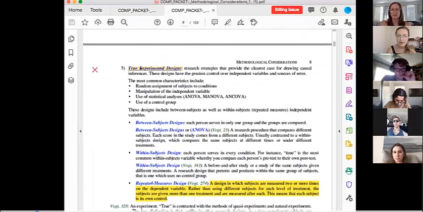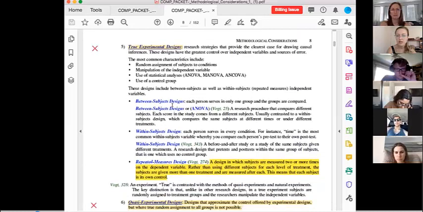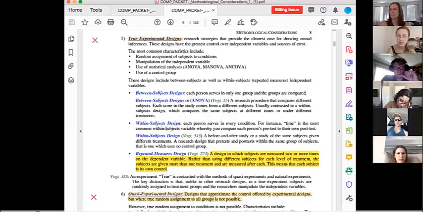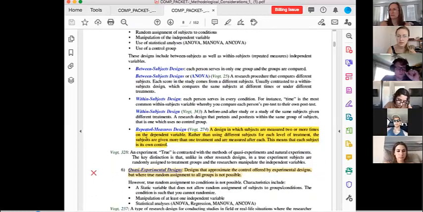Know the different kinds of experimental designs. So some of this is from Dr. Dallenberg, right? The different kinds of ANOVAs, what they mean conceptually, what is the difference between a within group and between group and repeated measures.